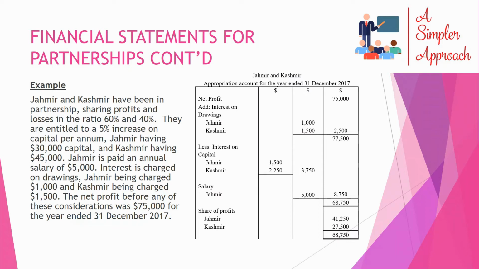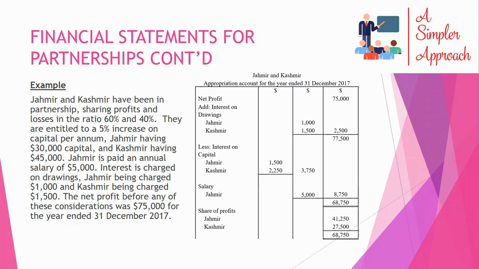Jamir is paid an annual salary of 5,000. Add the salary and the interest on capital together, and bring them over in the third column. That is necessary because you will be subtracting these two figures from 77,500, but you can't do that in the second column. That is why you must add the two together, bring over the total amount to be subtracted, and then you can perform your subtraction.